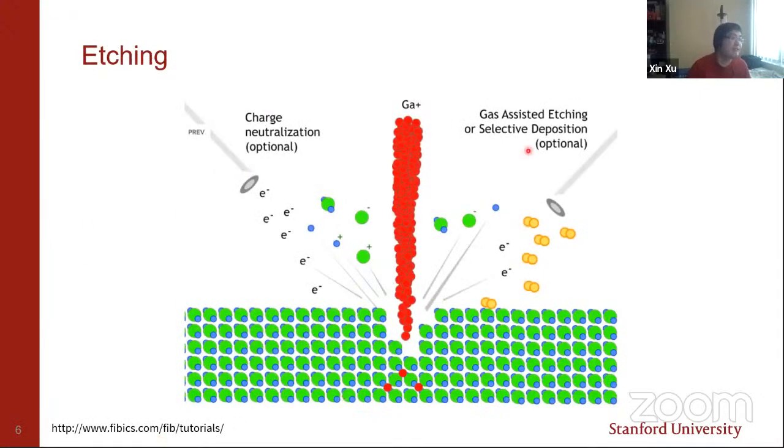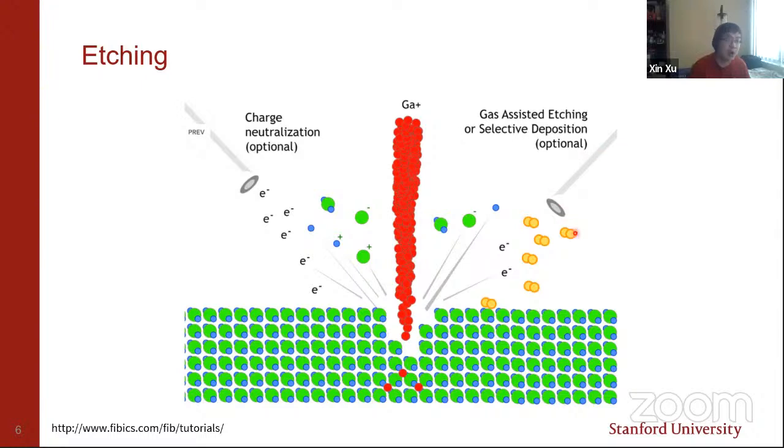The mechanism of etching is pretty straightforward. It's a liquid gallium beam, accelerated with high voltage. When the gallium beam hits the sample surface, if the kinetic energy of the gallium is larger than the surface binding energy, it will cause a sputtering effect on your sample. And during the etching, you can also flow some gas to help etching.